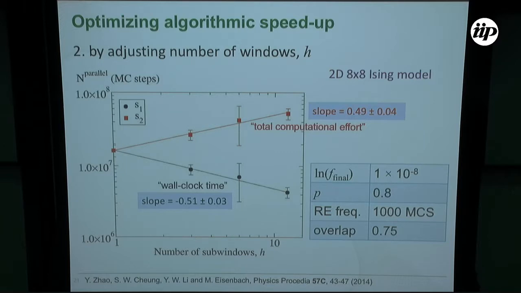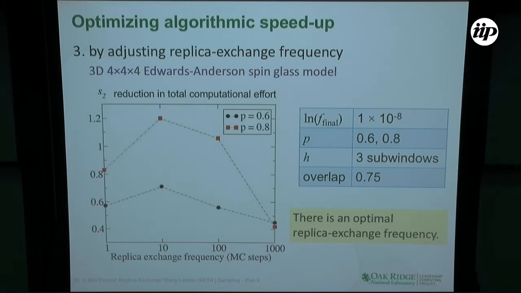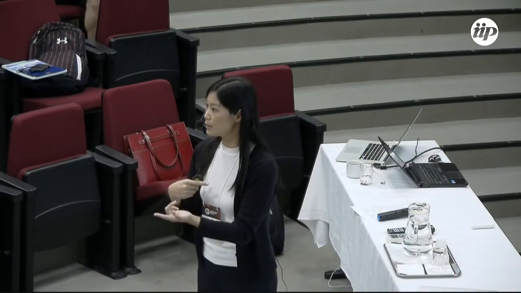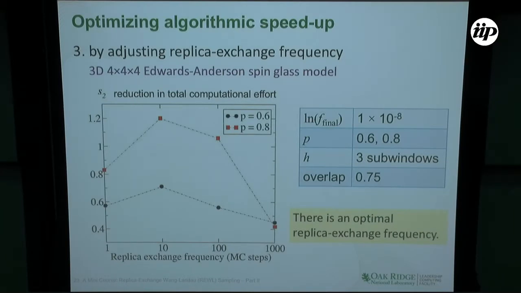Well, so it's not very satisfying. So another thing to look at is the Replica-Exchange frequency. So another thing we can ask is, we do normal Wang-Landau, we do 0 Wang-Landau within one small energy range. But then how often should we do the Replica-Exchange? How often should we communicate?